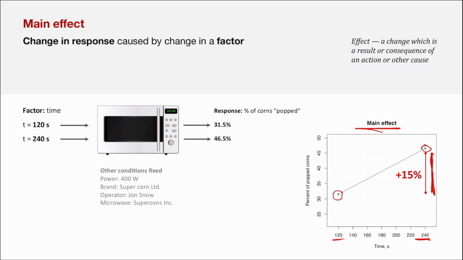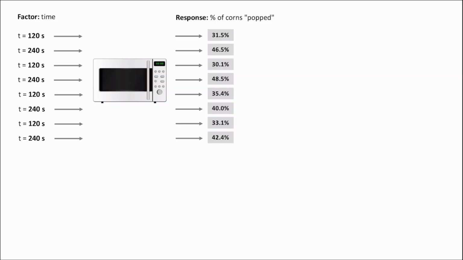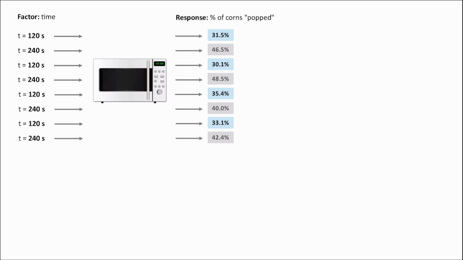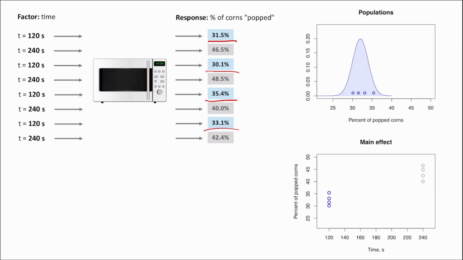So the difference between these two outcomes is an effect. However, of course, every time I repeat this experiment, even if I don't change anything, for example, if I keep time equal to 120, this percent of popped corns will be different. So it will vary because we also have a lot of random factors, right? Therefore, we need to repeat the experiment with every particular level of factor several times and calculate the average instead of taking just one single value. So in this case, you can see that I ran my experiment 8 times. 4 times I ran it with low time, so 120 seconds, and you can see that indeed the values are slightly different, right?